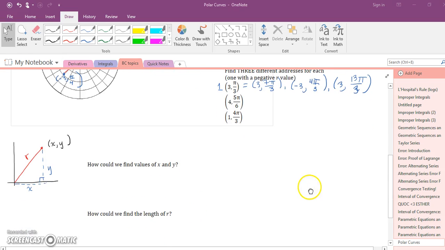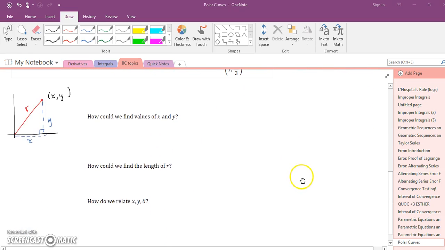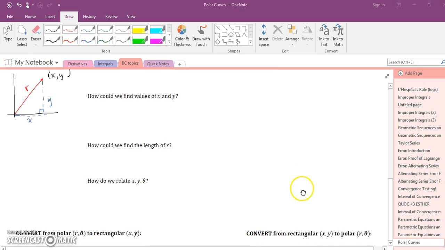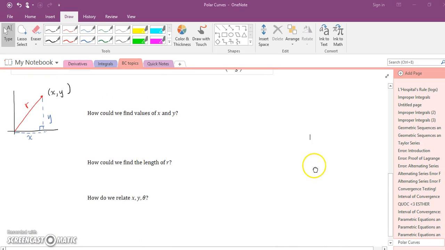Alright, so let's talk about the equations you're going to need for polar and rectangular conversions. I'm going to show you how you can get them so that they'll be easier to memorize or remember, so that we don't necessarily have to memorize something brand new. It's basically things you already know.